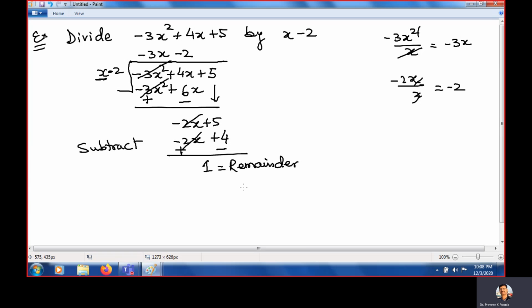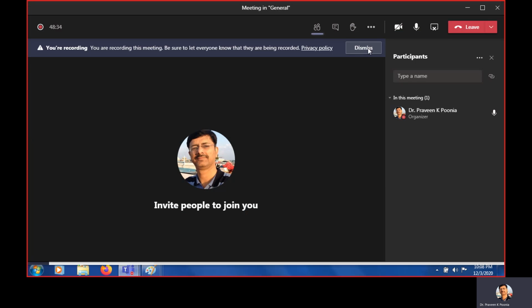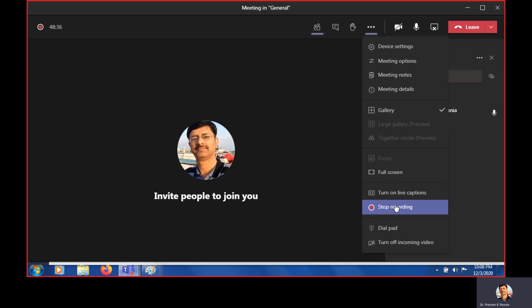Okay, this is how we divide two polynomials. So we can write minus 3x power 2 plus 4x plus 5 is equal to x minus 2 into minus 3x minus 2, and the remainder is plus 1. This is the remainder. Okay, so that's all about this lecture. In the next lecture, we will talk about factors.